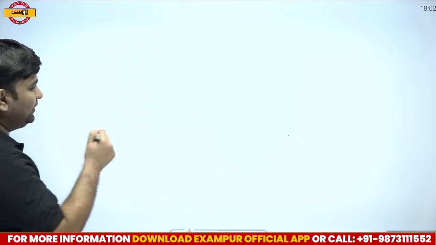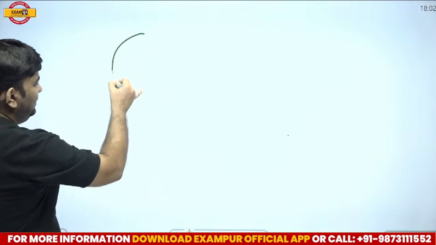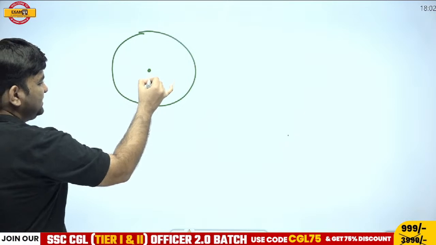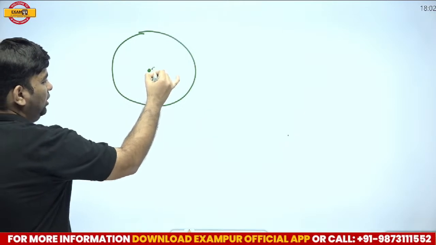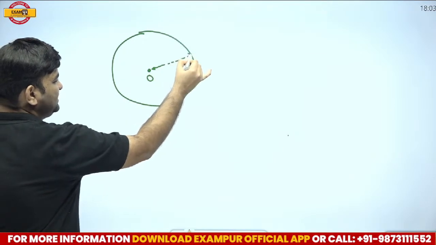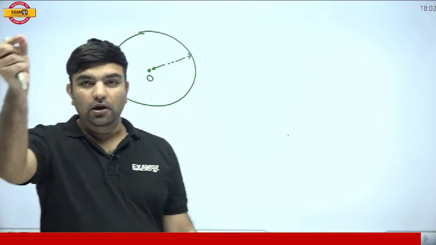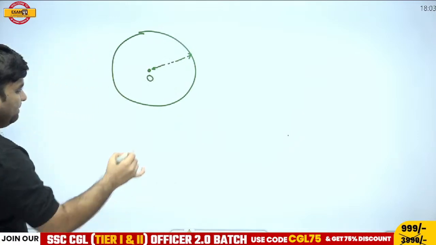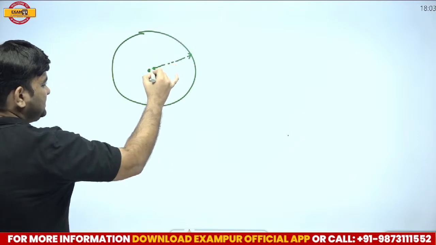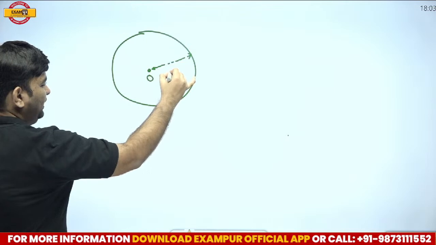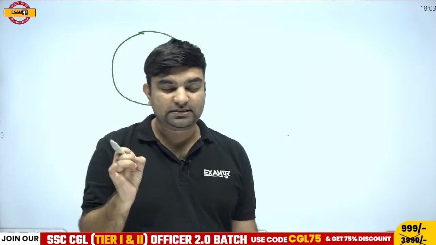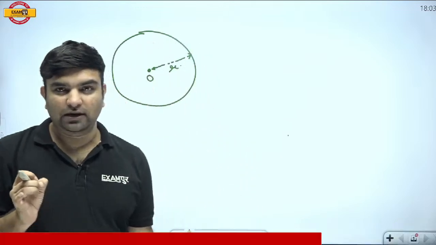Shrivani, very good evening. You know what is a circle? A locus of point equidistant from the center is called a circle. The distance between the center and the locus of point is called the radius.